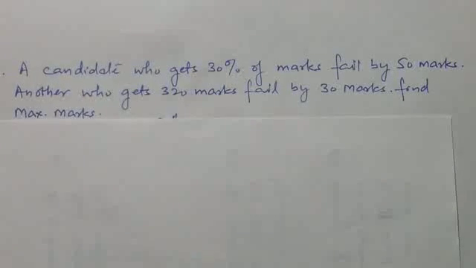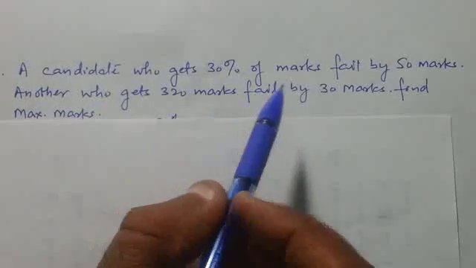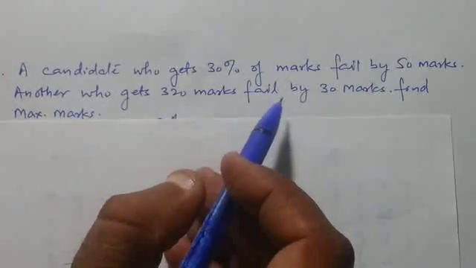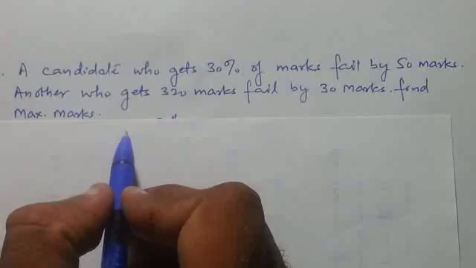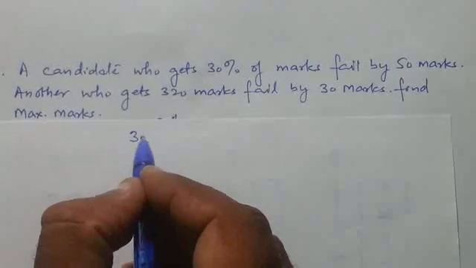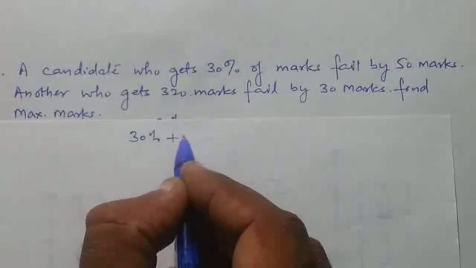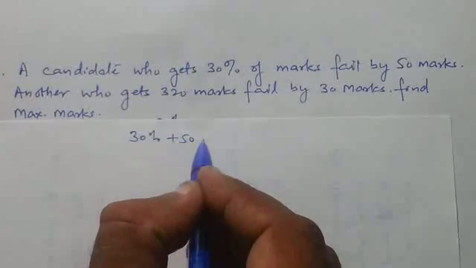Again, it is the last question based on percentage, and you have seen a variety of questions on percentage. And next I'll be taking a test tomorrow. So just go through these concepts, okay? A candidate who got 30% marks failed by 50 marks. Another who gets 320 marks failed by 30 marks. Find the maximum marks. So the question is very simple. A candidate who got 30% marks failed by 50 marks. So that means if he had got 50 marks more, he would have passed.